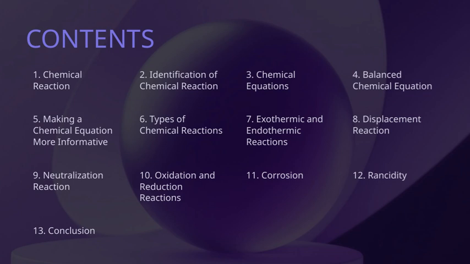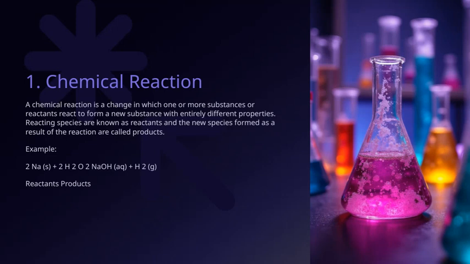We'll also cover exothermic and endothermic reactions, which tell us whether energy is released or absorbed during a reaction. Furthermore, we'll look at corrosion and rancidity, two common examples of chemical changes that affect our daily lives. And finally, we'll bring everything together in the conclusion, summarizing the key points and their relevance to understanding chemical behavior in real-world scenarios. Let's take a closer look at this example of a chemical reaction.